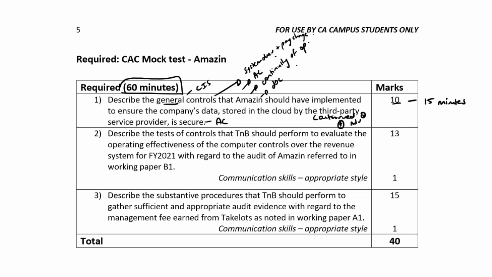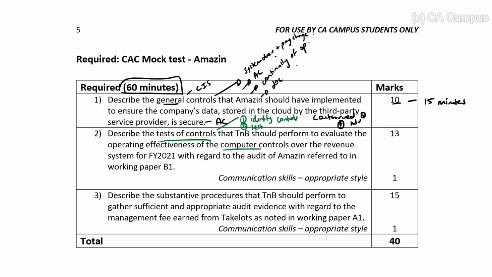Question 2. Describe the test of controls. So in order to perform test of controls, guys, I first need to identify the controls. And once I have identified, I can develop a test for that control. That TNB should perform to evaluate the operating effectiveness of the computer controls over the revenue system for financial year 2021 with regard to the audit of Amazin referred to in working paper B1.